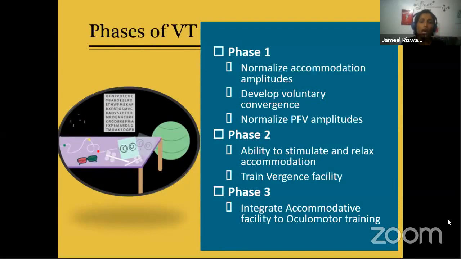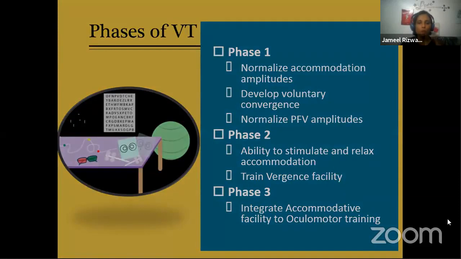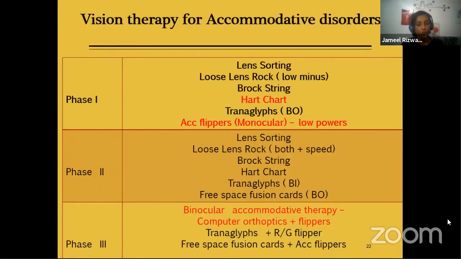Okay, so let's look at a sample protocol of how we actually do this. This is a protocol that we usually follow. Again, look at those things which I have highlighted in red. I would prefer to stick to these things because of the time that's taken. For example, in phase 1, I've just put the hard chart and accommodative flippers because the patient can purchase these on their own.